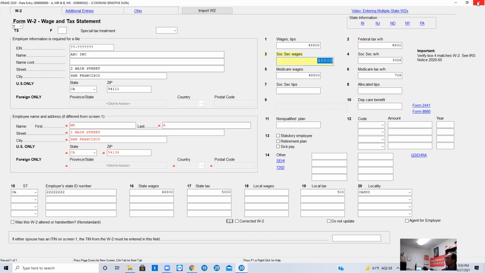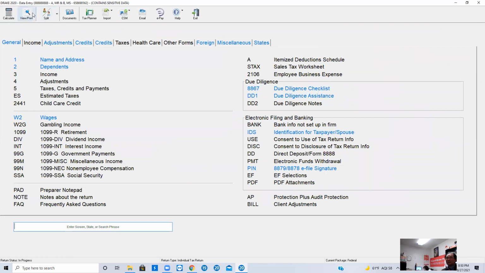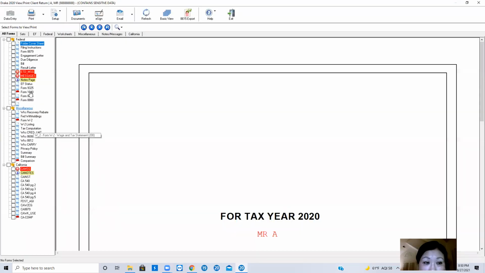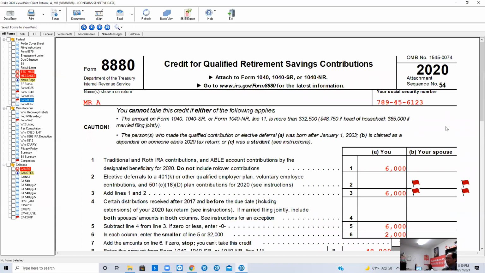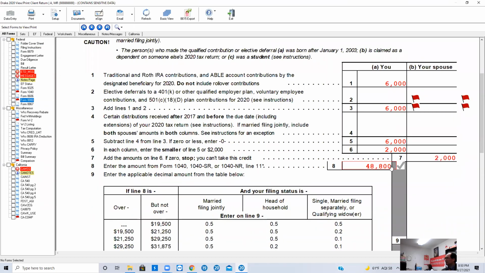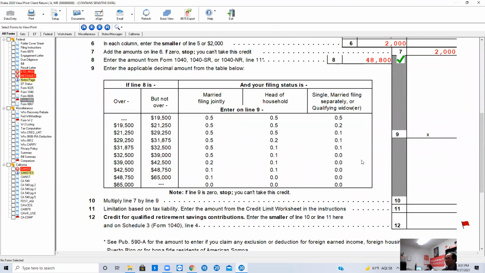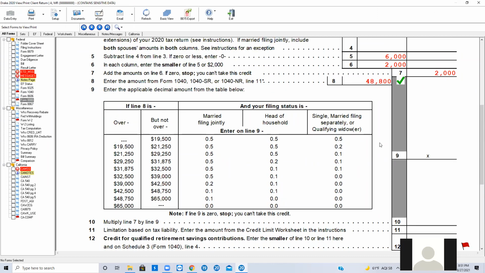In this situation, he's not going to get it because this is 48,800, but the limit is 48,750. You see it? In the middle, right here. Yes. And we're just over the limit.